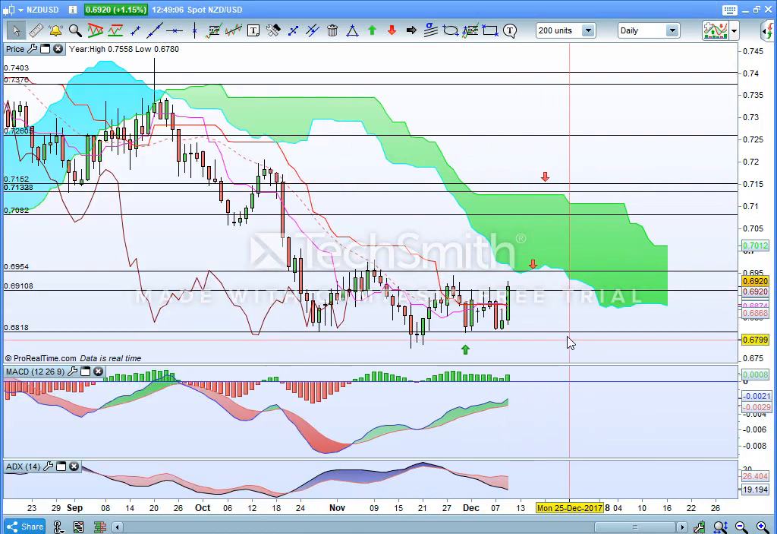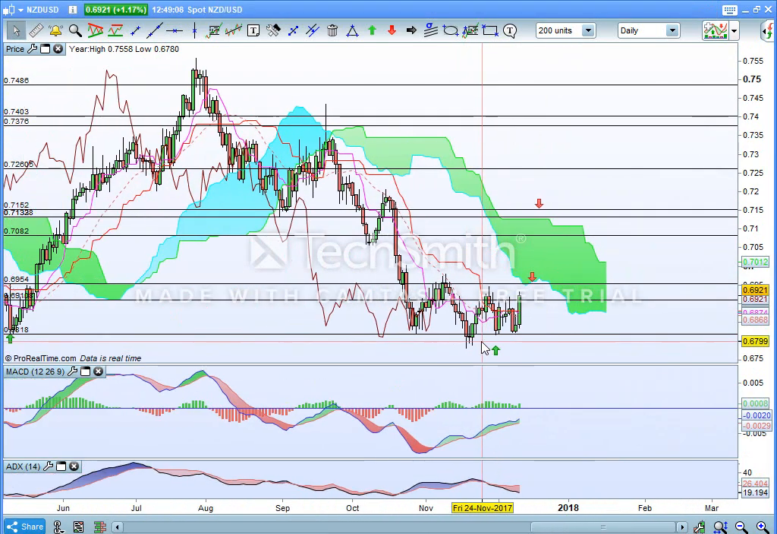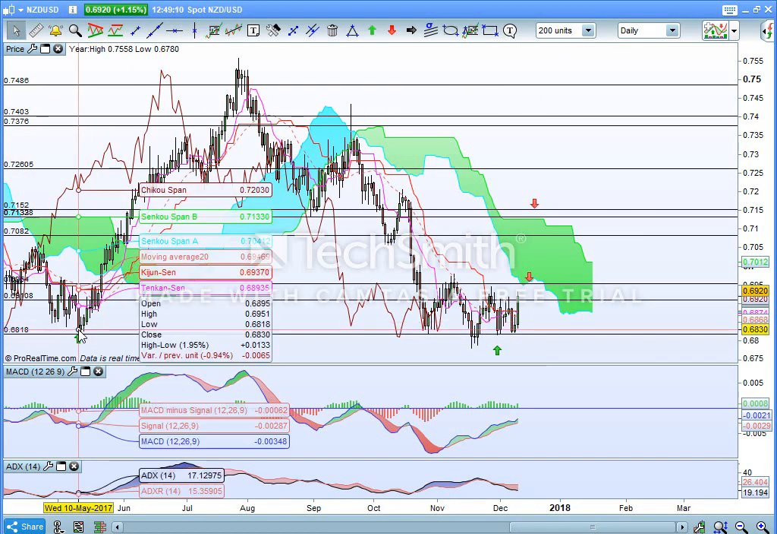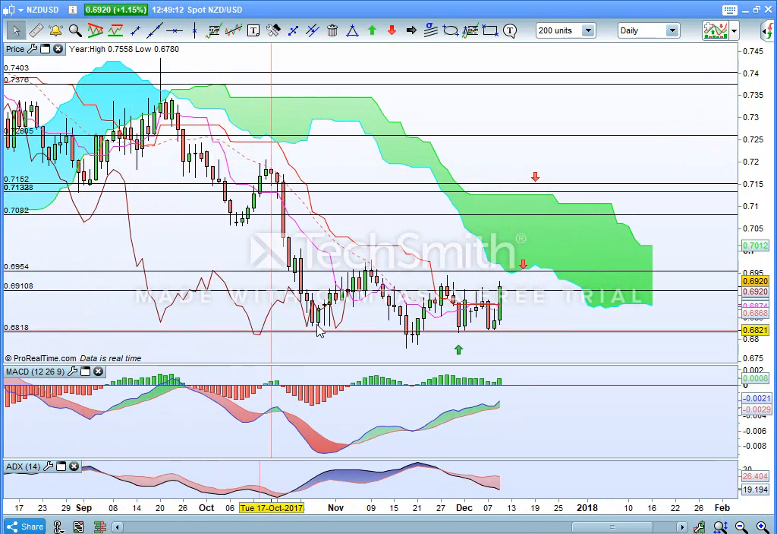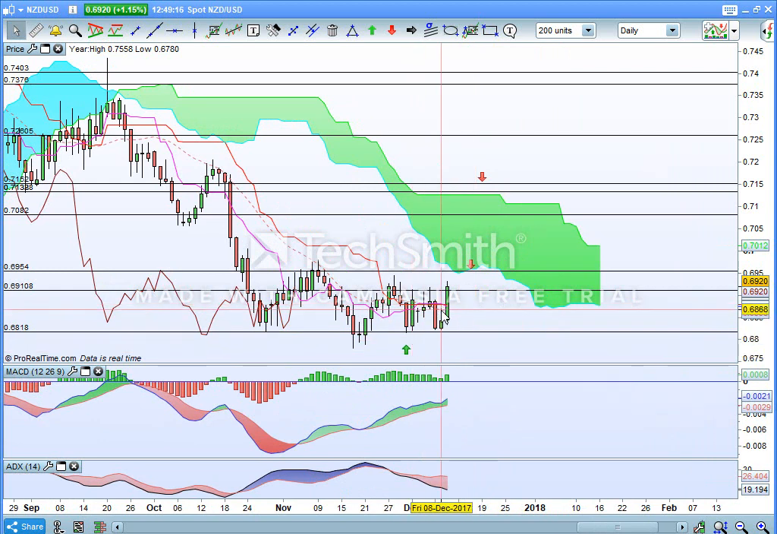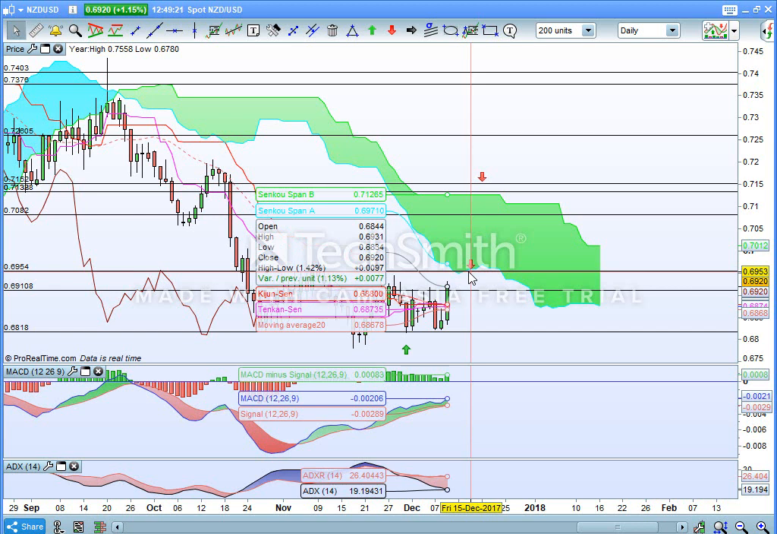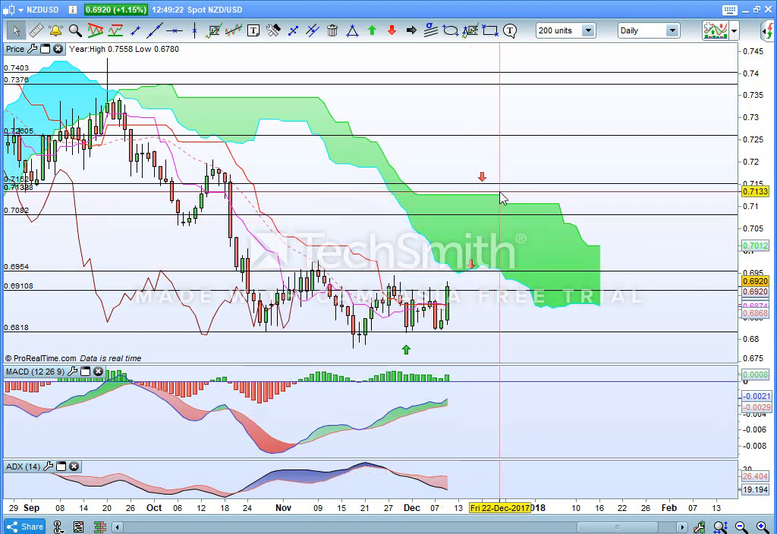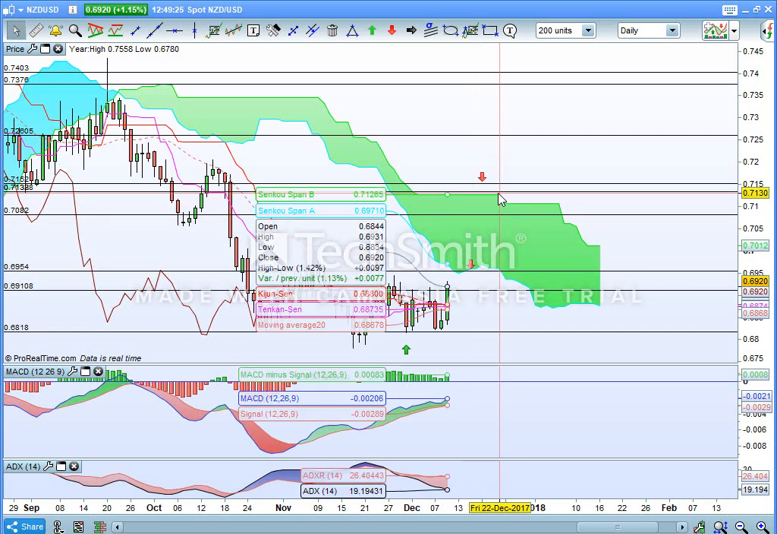New Zealand dollar, US dollar, rebounding from a key support level. We can see this support level back in May came into play. We've got 1, 2, 3, 4 successful retests of support. We're now grinding higher towards the bottom of the cloud as the next key resistance zone. If it manages to break through that, we see the top end of the cloud here at 71.30.